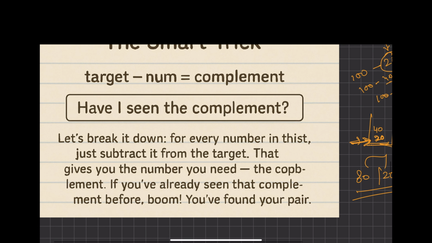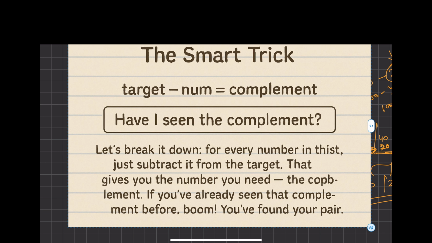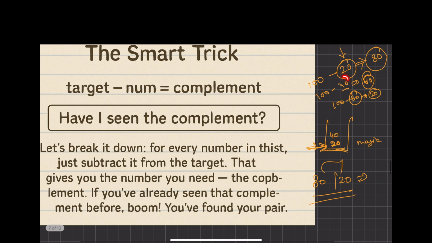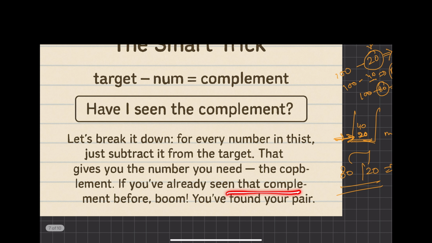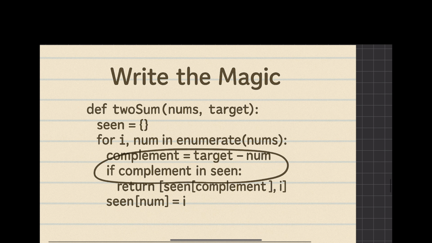So this is just a big intuition: you see the number, if it does not fit, you save it for the future, and it goes on. For every number in the list, just subtract it from the target. That gives you the number that you need, because if we subtract 40, then we get the number that we need. If you have already seen that complement before, boom, we found our answer. So that's it. Now let's understand the code, how we write it.